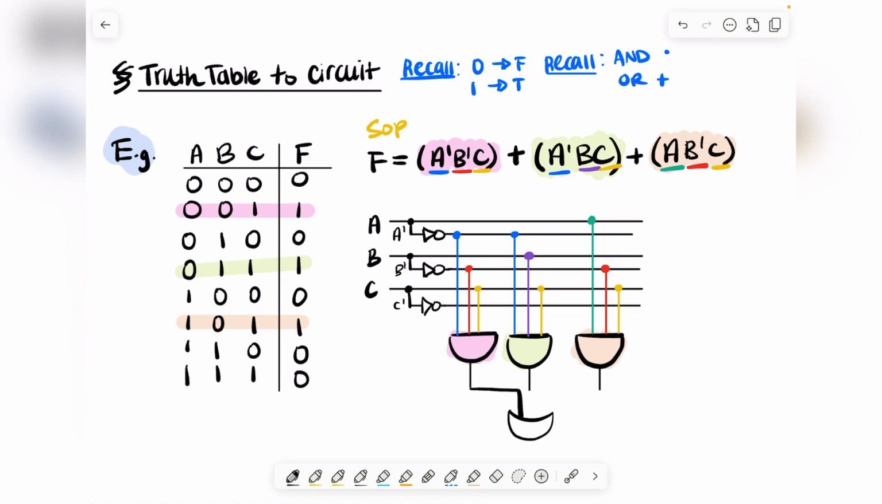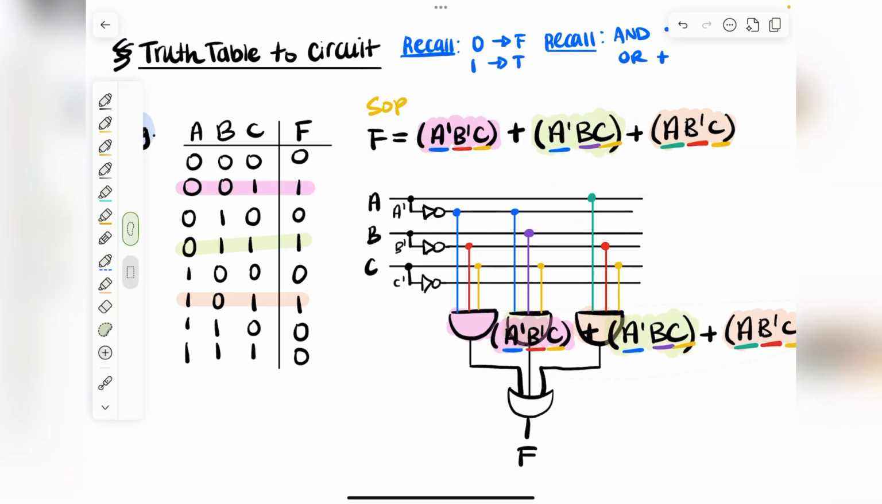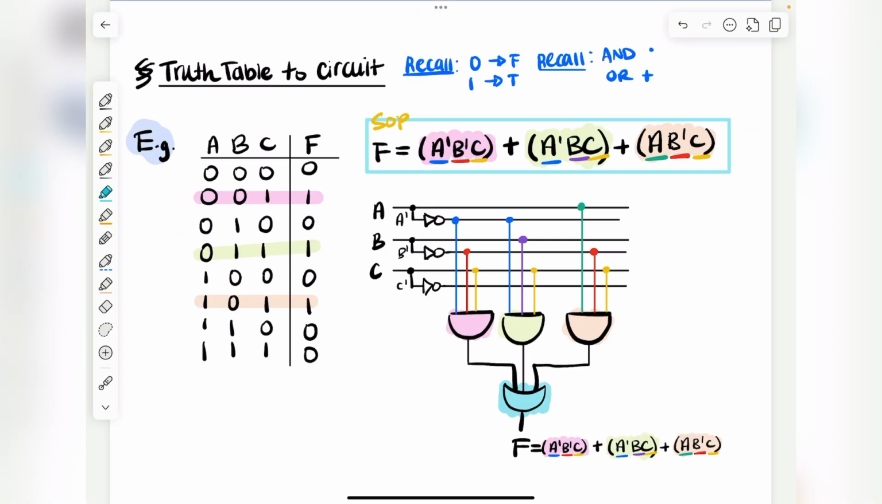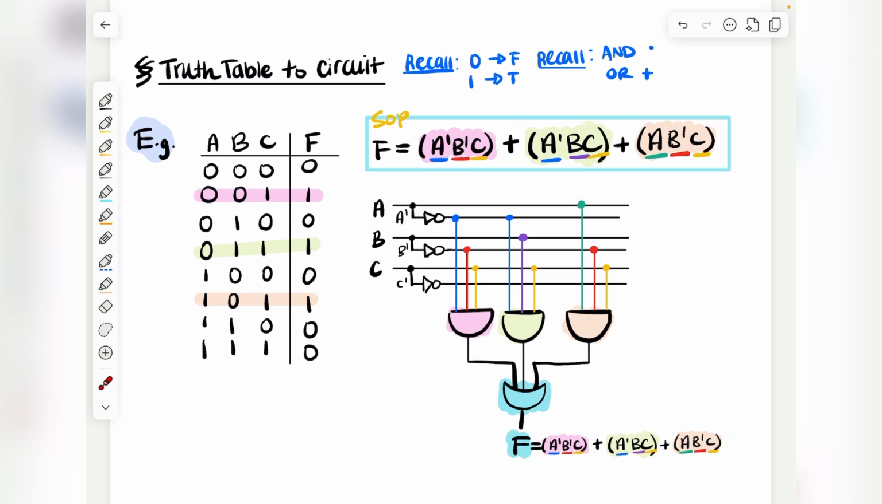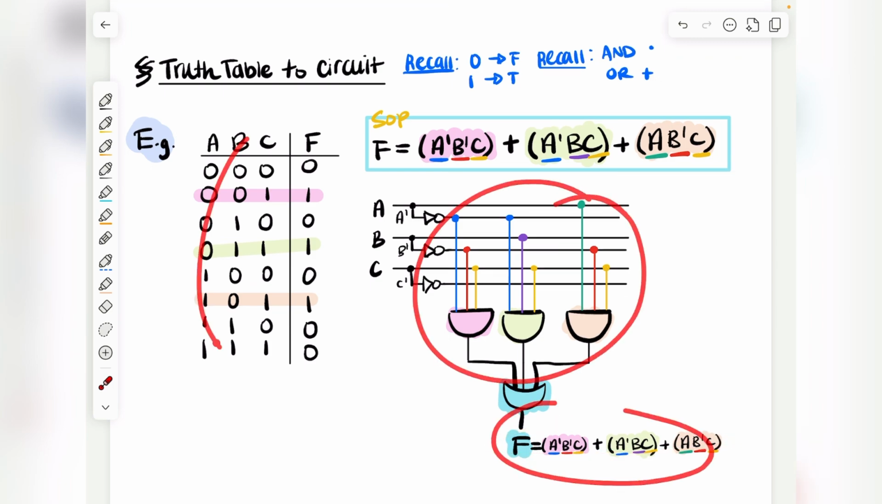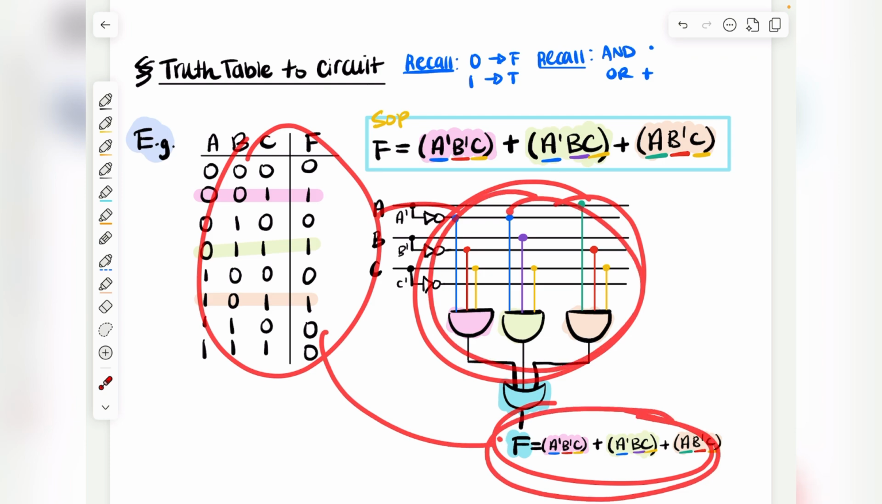So the output's going to go here, this output's going to go here, this output's going to go there, and the whole output is your formula. It's literally this entire thing. So the output of this OR gate is F. And so hopefully now you understand that the circuit, the formula, the truth table are all the same thing. It's just different ways of representing logic. This formula represents this circuit, and so does this truth table represent this circuit.